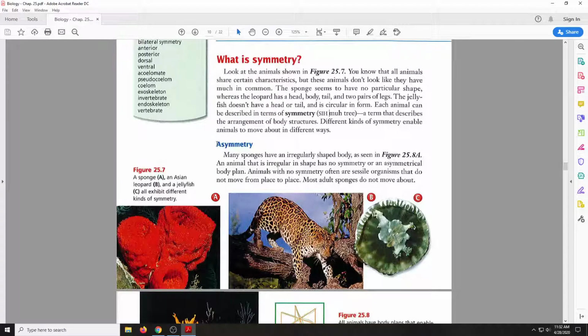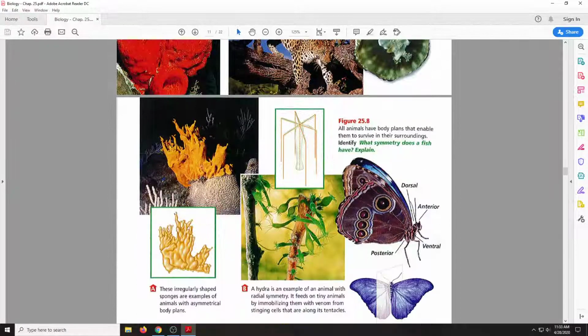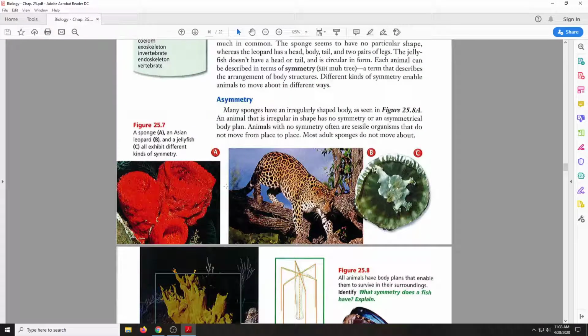So first up is asymmetry. Asymmetry means it's actually not symmetric, so everything I just said doesn't count. They are irregularly shaped. They do not have any symmetry. They do not have one side or the other that looks the same. If you look at this sponge, you can't really cut this whole thing in half in any way, shape, or form and get two identical looking pieces. It's just clumps of stuff. There's no reason to it.